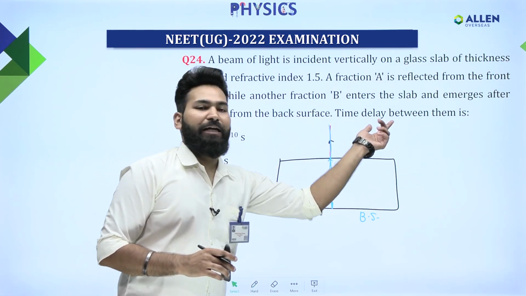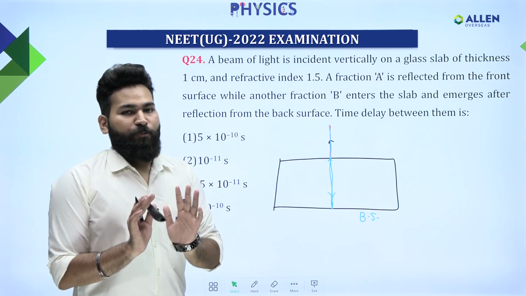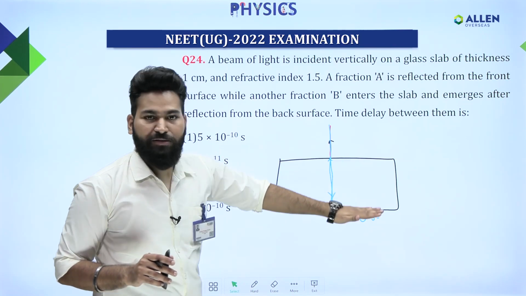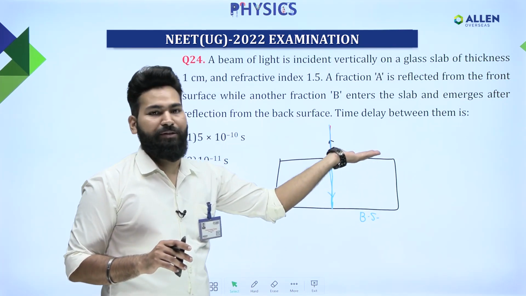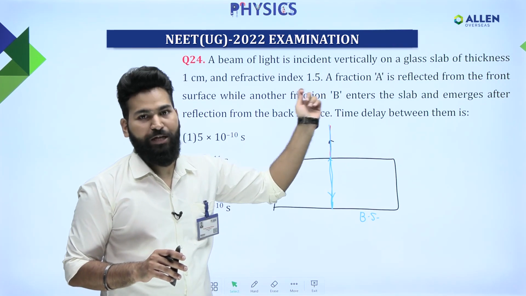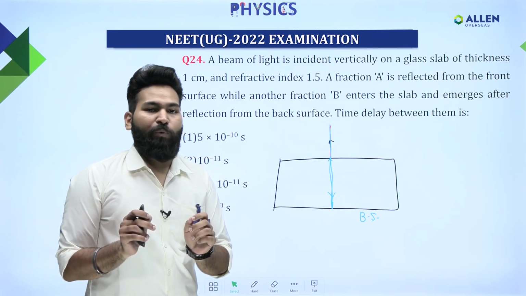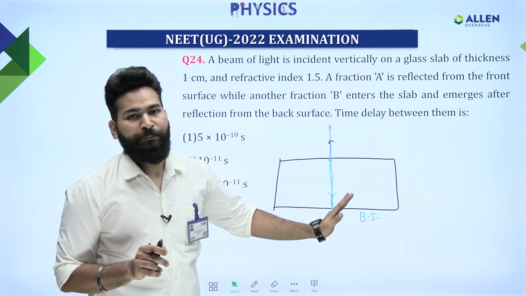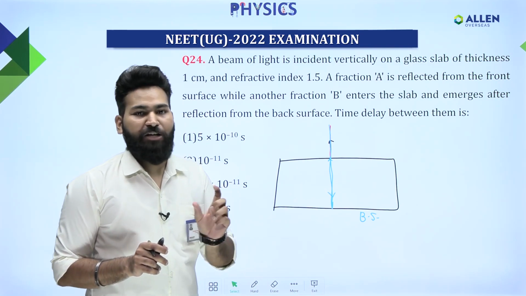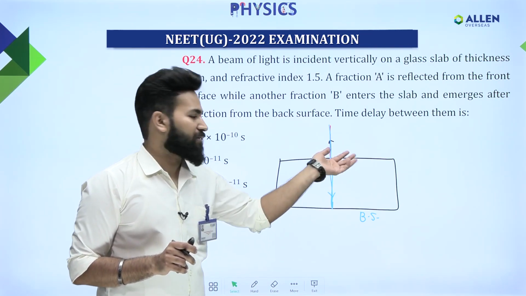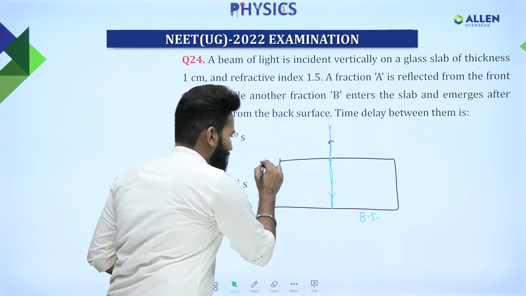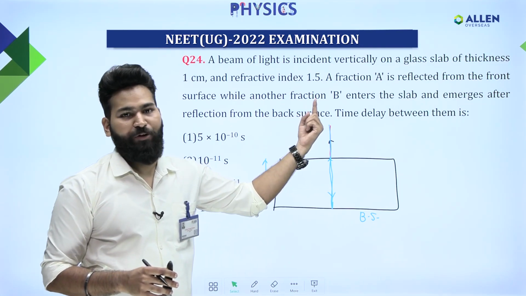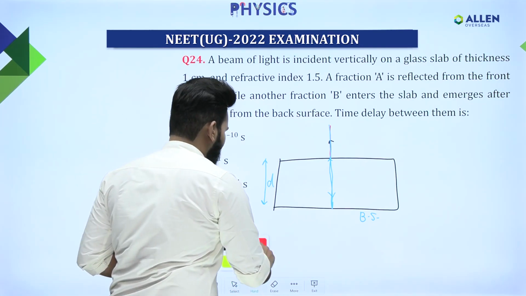So we have to find the time delay between fraction A and fraction B. Fraction A just reflected from the front surface, fraction B covered the entire distance till the back surface, then again covered the whole distance in the upward direction and then it emerged out. So the time delay will equal the time taken by fraction B to cover this distance inside the slab, isn't it? So we will just calculate the time taken by fraction B in covering this distance of slab twice. It came distance D downward and distance D upward. So how can I calculate that time?